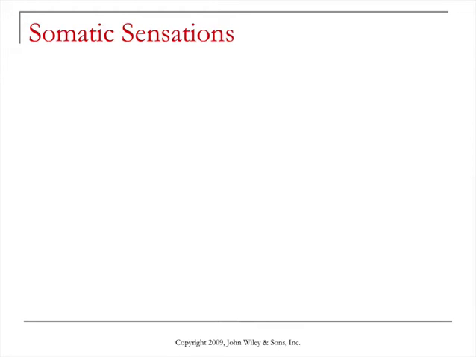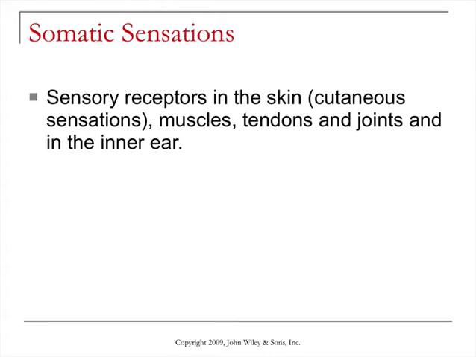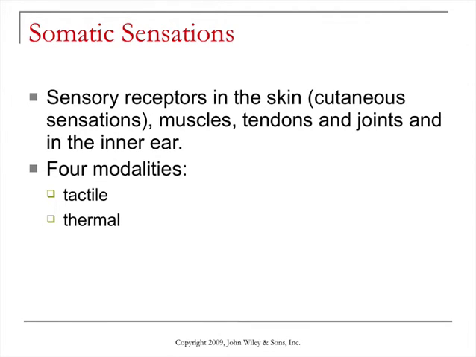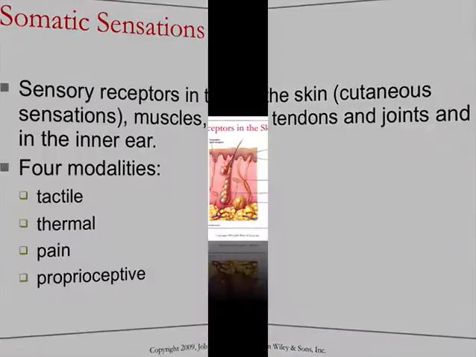Let's take a look at what's called somatic sensations. These are sensations that are due to sensory receptors in the skin, which are called cutaneous sensations, muscles, tendons, and joints, and also in the inner ear. There are four modalities of somatic sensations: tactile, thermal, pain, and proprioceptive.